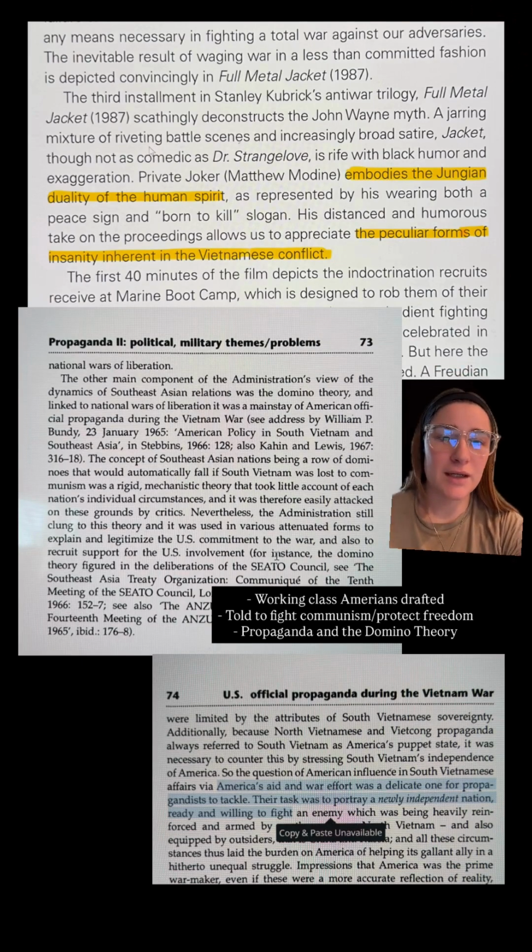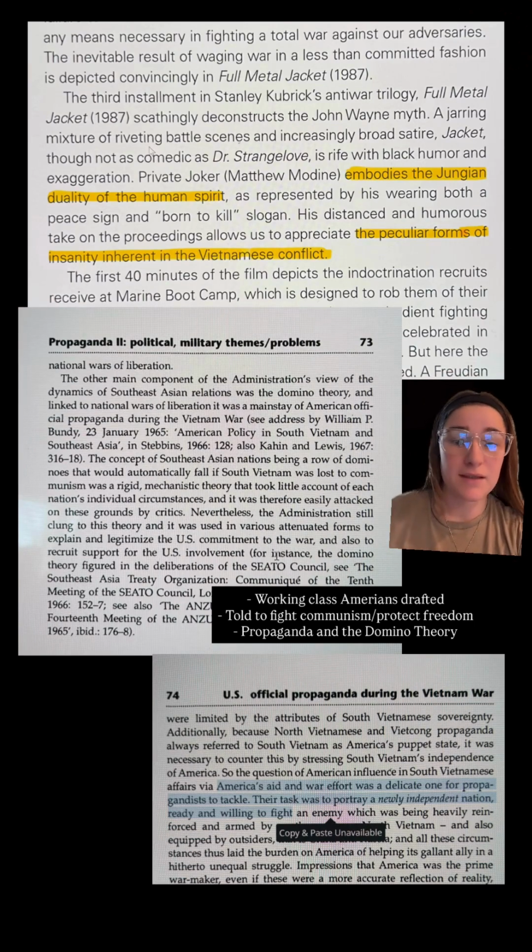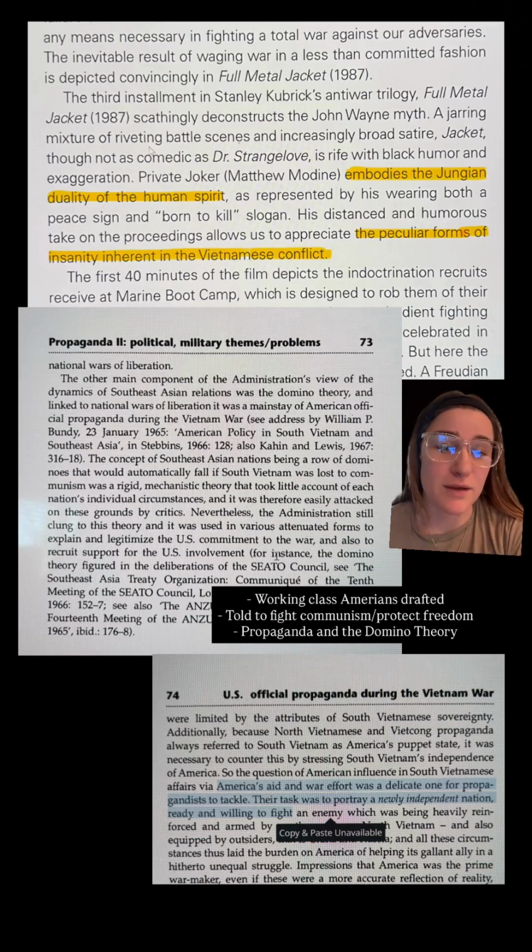So the psychology that Joker's talking about here really is the reason why the Vietnam War was so controversial. The soldiers were told that they were the good guys, like the propaganda and the domino theory. Working class Americans were drafted to a war that they had no real thought of winning, but they were told that they were.